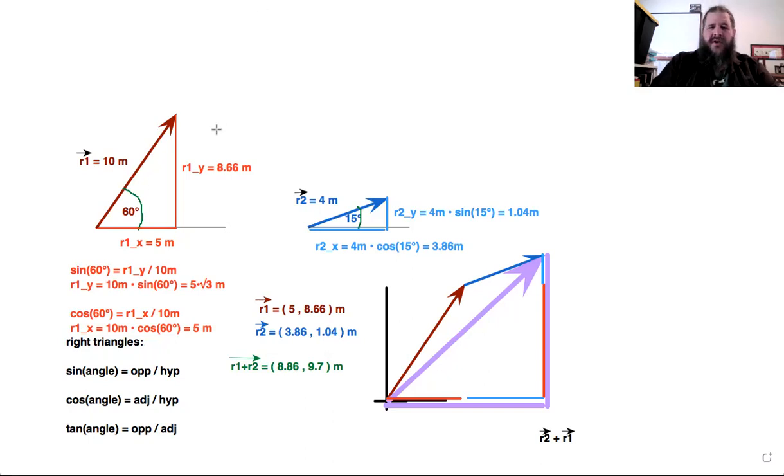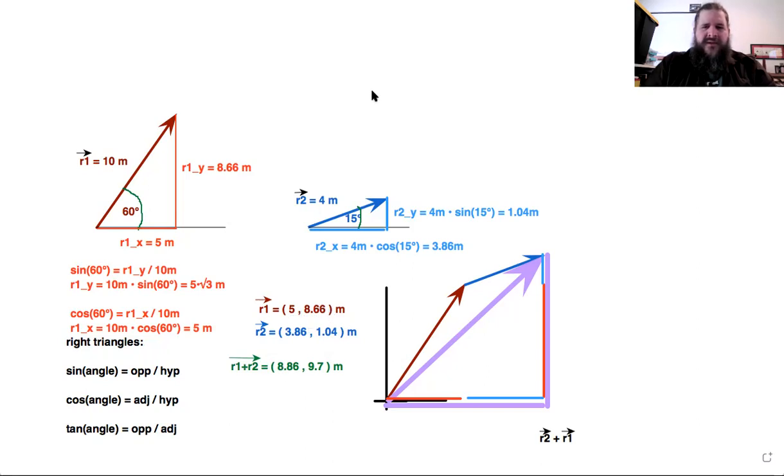But you can also treat that as multiplying each component by that scalar. So 3 times R1 would have components 3 times 5, 3 times 8.66. So multipliers can be applied to all the components at once within that vector.